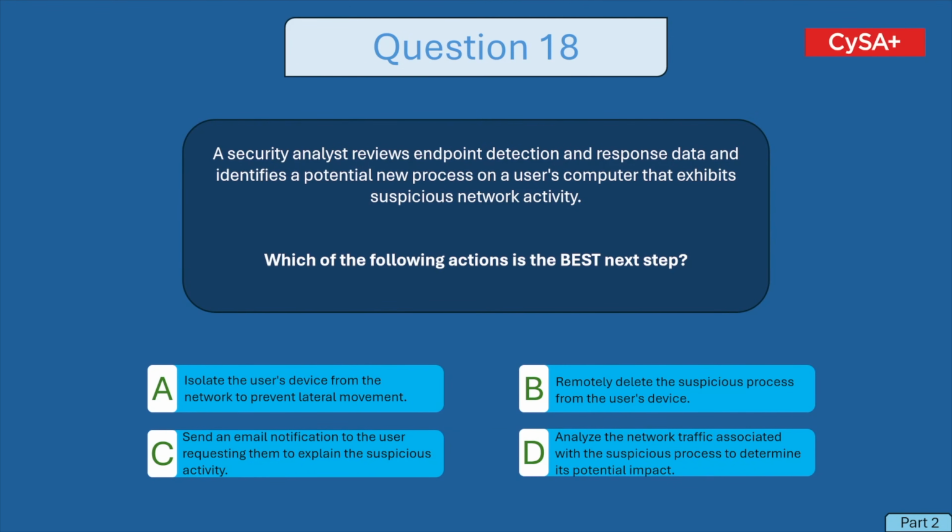Question 18. A security analyst reviews endpoint detection and response data and identifies a potential new process on a user's computer that exhibits suspicious network activity. Which of the following actions is the best next step? A. Isolate the user's device from the network to prevent lateral movement. B. Remotely delete the suspicious process from the user's device. C. Send an email notification to the user requesting them to explain the suspicious activity. Or D. Analyze the network traffic associated with the suspicious process to determine its potential impact.